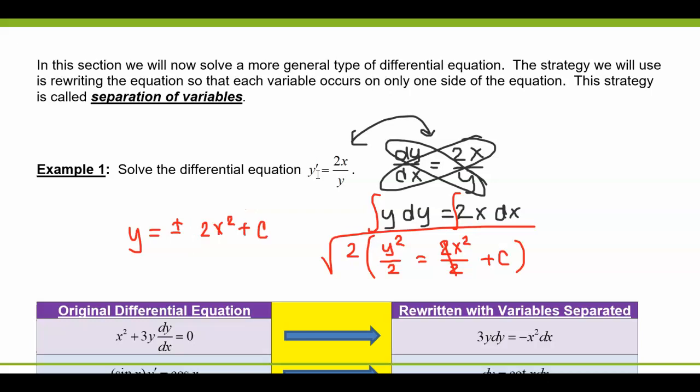And that plus c, it just sort of tags along. It doesn't need to be under your square root. It doesn't need the 2. It's going to encompass any or all parts of that.